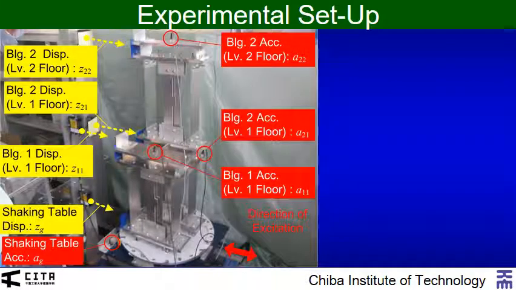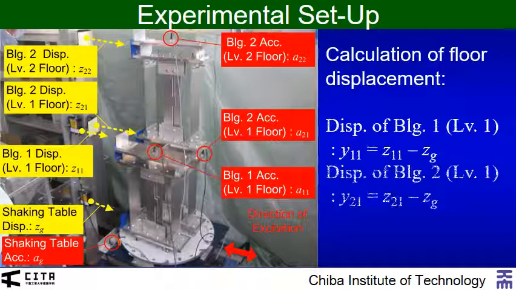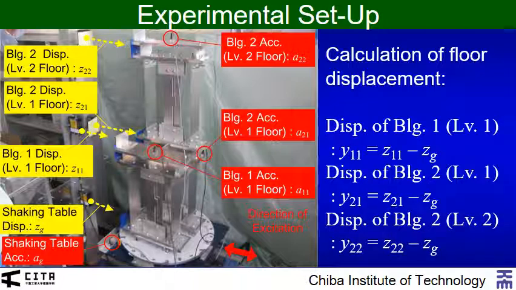Here is shown the experimental setup. The absolute acceleration of all floors and tables is measured by accelerometers, while the absolute displacement of all floors and tables is measured by laser sensors. The sampling interval is 0.001 seconds. The relative displacement of all floors is calculated as the difference of the absolute displacement of each floor and that of the shaking table.